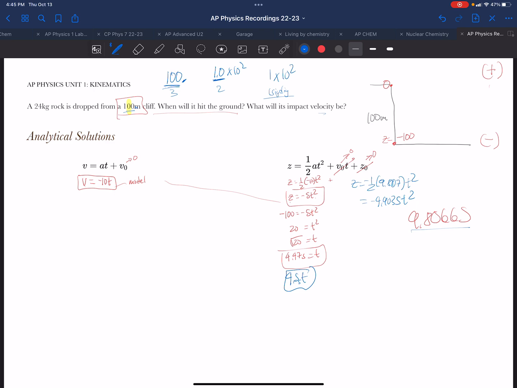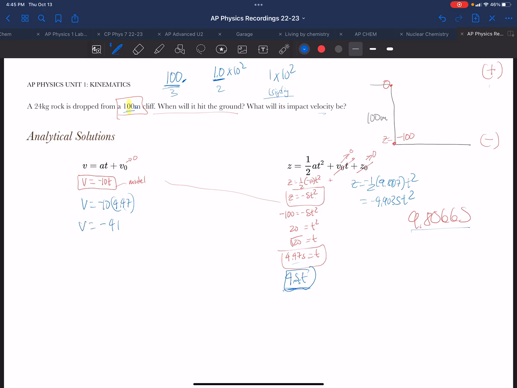So then how do we get the velocity? Well, velocity is minus 10 t, and we know the time of impact is 4.47 seconds. And you might say, well, wait a minute, we rounded it to 4.5. Yes, but we never round until the very last answer. And using 4.5 in this equation would be incorrect and has a chance of giving us the wrong answer.